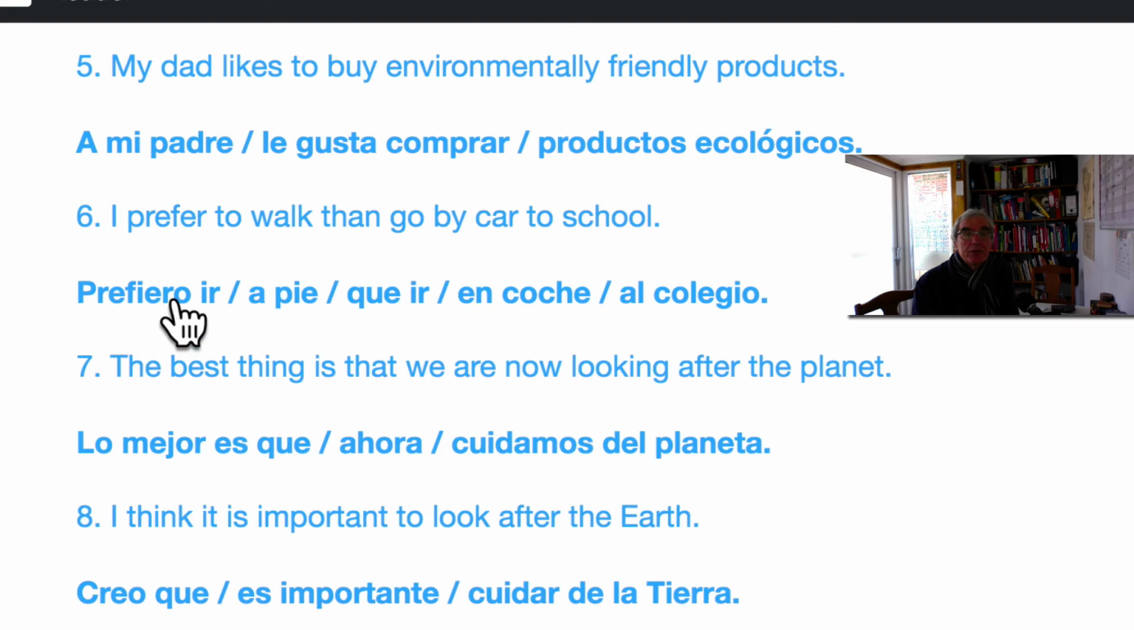There's prefiero, keyword, prefiero ir. I prefer to go. A pie means on foot. It's the same as to walk. Que ir, than to go. In Spanish we're saying to go. By car, en coche, al colegio.